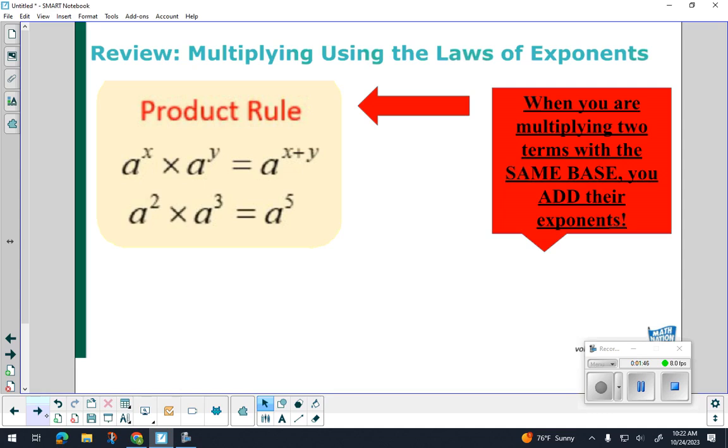It says if you have the same base and they're raised to an exponent and you're trying to multiply those two things, you would add the exponents. Okay, so go ahead and write that down as a review, even if you wrote it already. You can never write it enough.